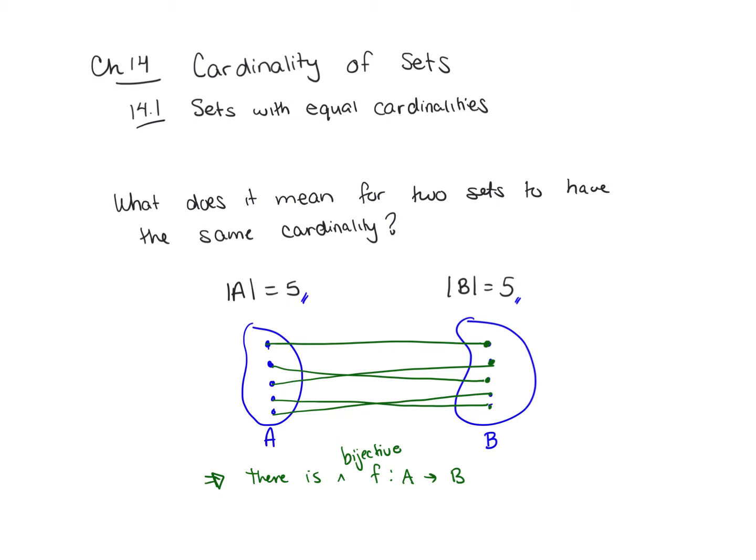And when we talked about bijective functions, we said if you have finite sets, you can only have a bijective function if the cardinalities of those sets are the same. And now we're going to turn that around and say we're going to define the cardinalities of two sets to be the same if there is a bijective function f between those two sets. So let's go ahead and talk about that some more.